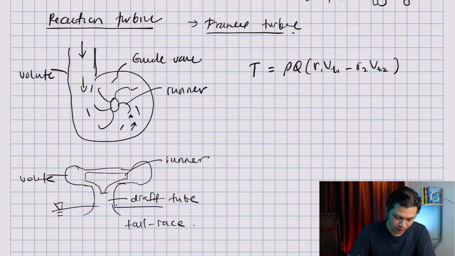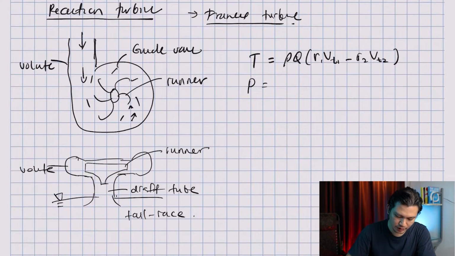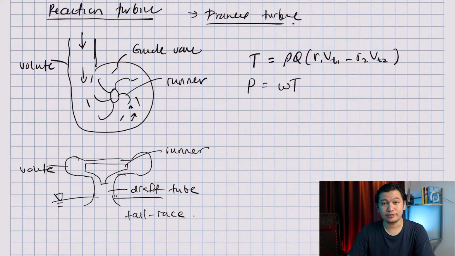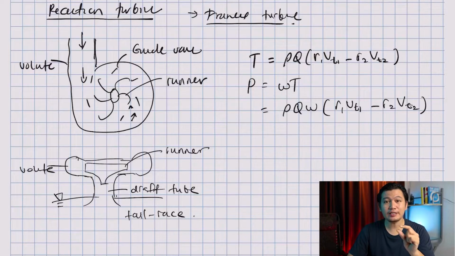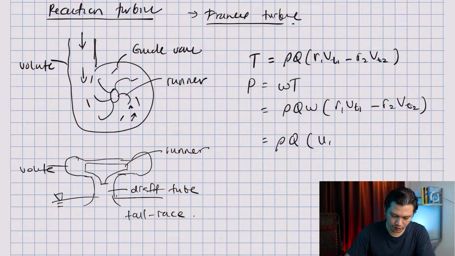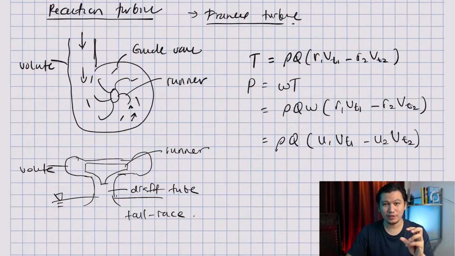Okay, so when you have torque, you know that power is equal to omega times torque. Okay, so rotational velocity multiplied with torque. And if I put this equation there, that's going to be rho Q times omega (R1 VT1 minus R2 VT2), right? But omega times radius is going to be U. Okay, that is the blade speed. So again, rho Q multiplied with (U1 VT1 minus U2 VT2), right? And that's how you get the power inside the runner.